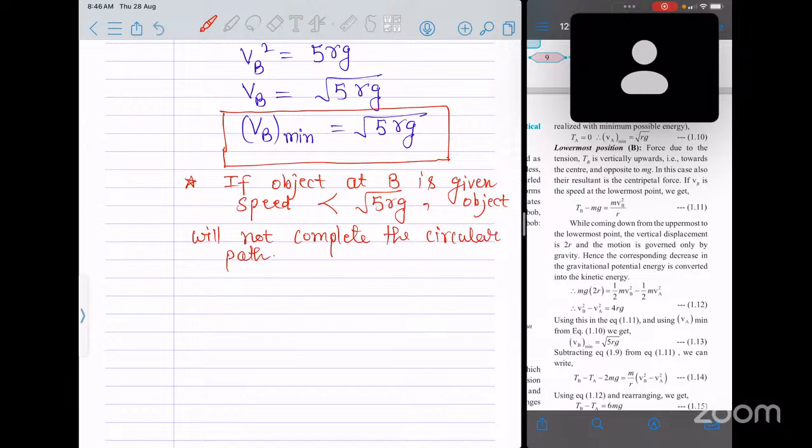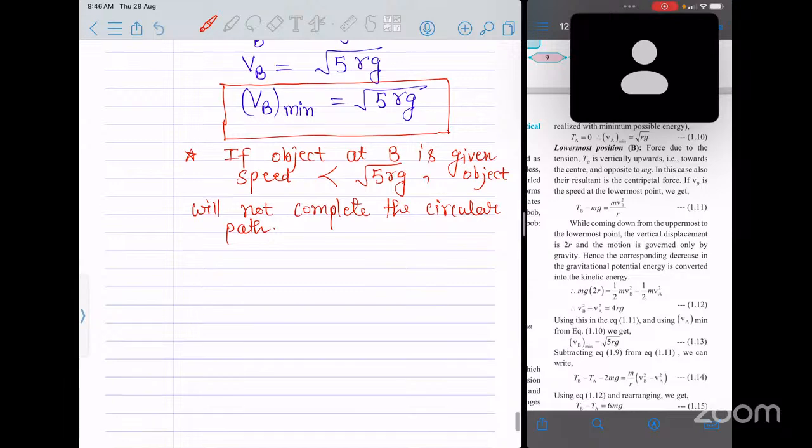It means ये कुछ रास्ते तक जाएगा सर्कुलर आर्क पे और फिर सीधा इस हाइट से नीचे आ जाएगा, तो कंप्लीट सर्कल नहीं बना पाएगा. If we have speed equal to square root 5 rg, circular motion is possible. If we have speed at point B greater than square root 5 rg, again circular motion is possible.